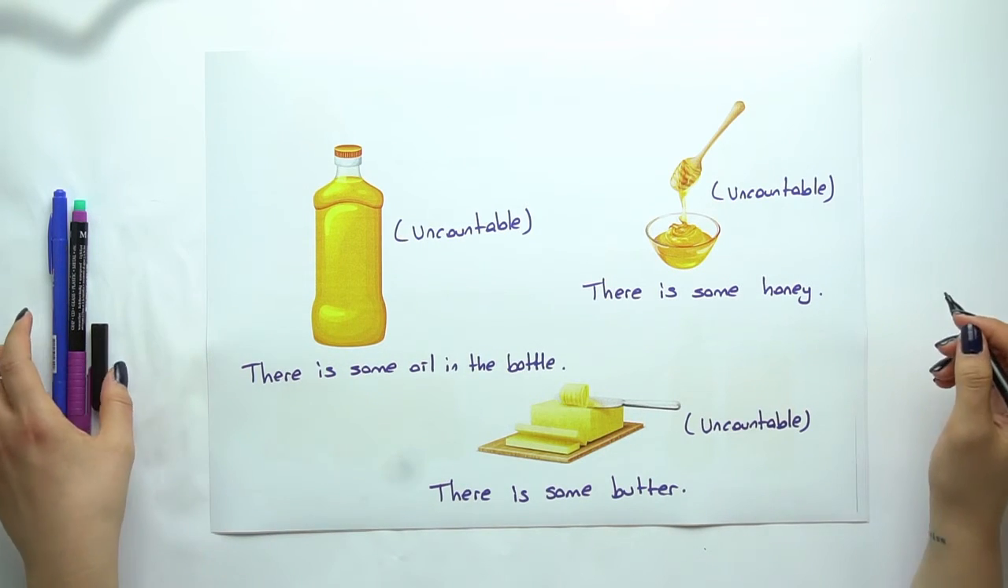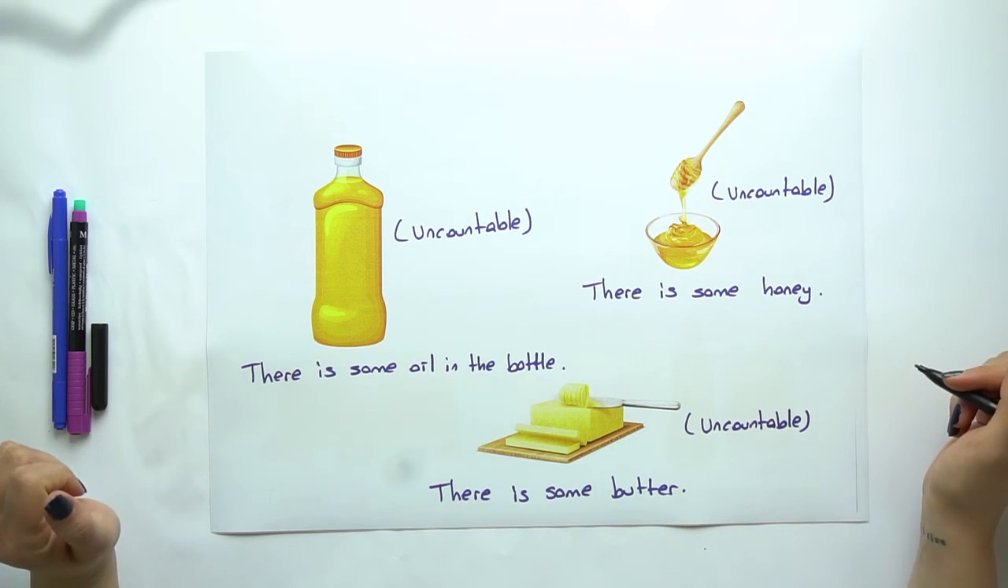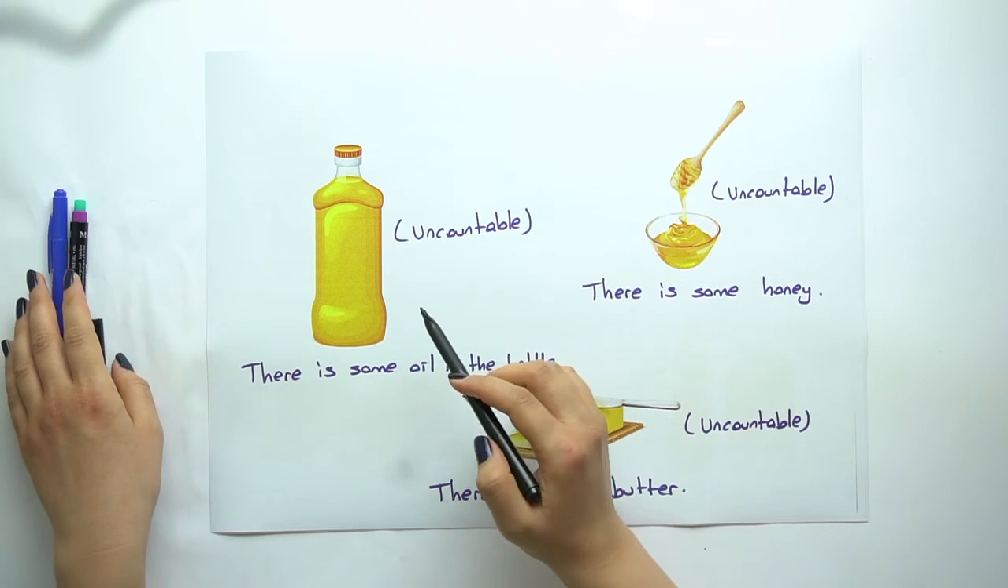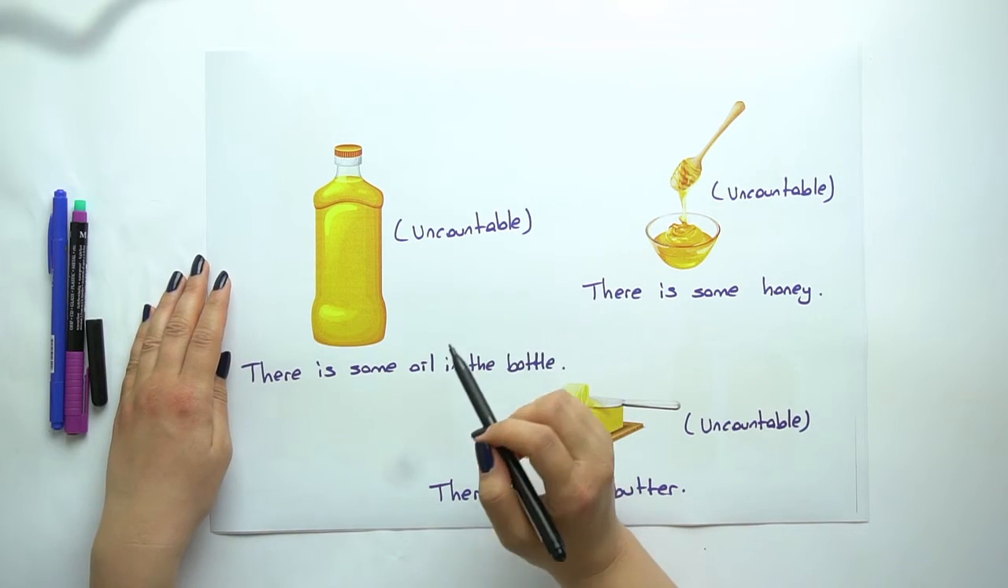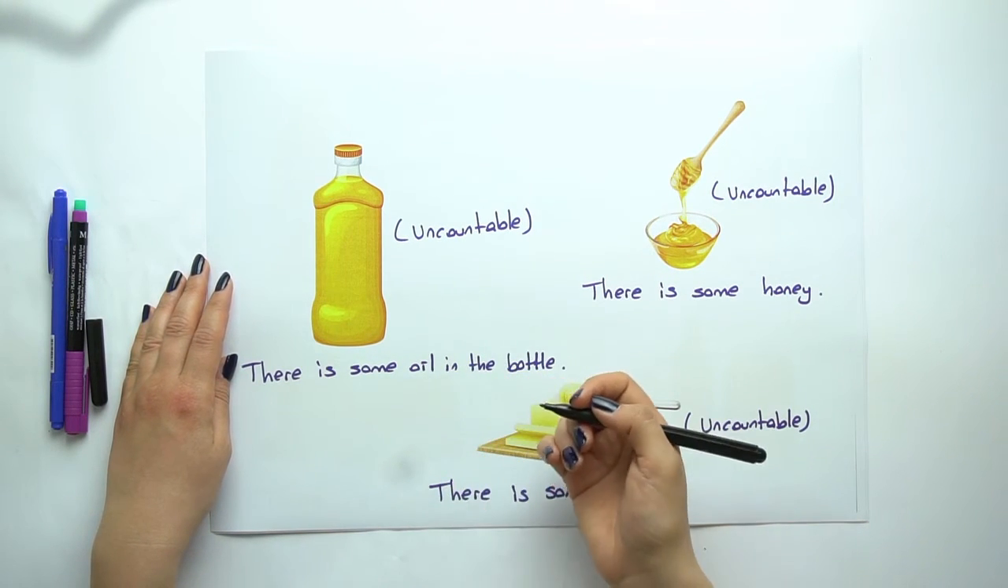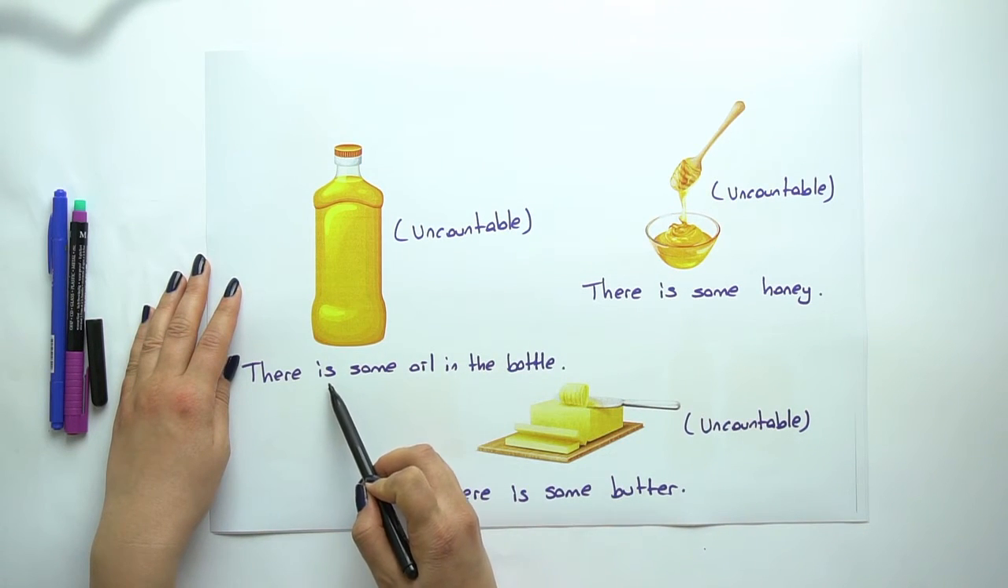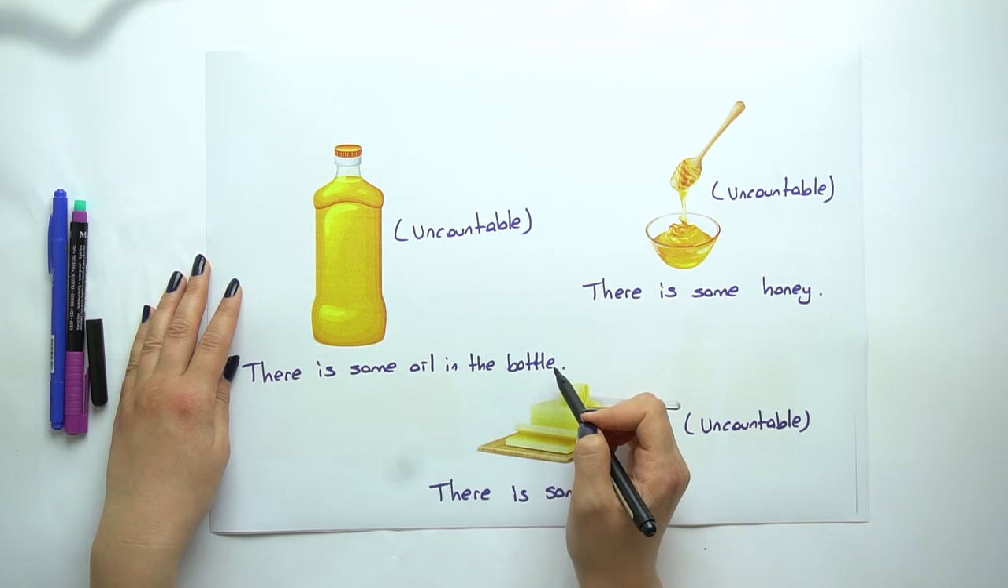Next one, now we will continue with uncountable nouns. First one, let's have a look at this one, oil. Oil is uncountable, so we can't use the plural form of it, okay? So we can say there is some oil in the bottle.